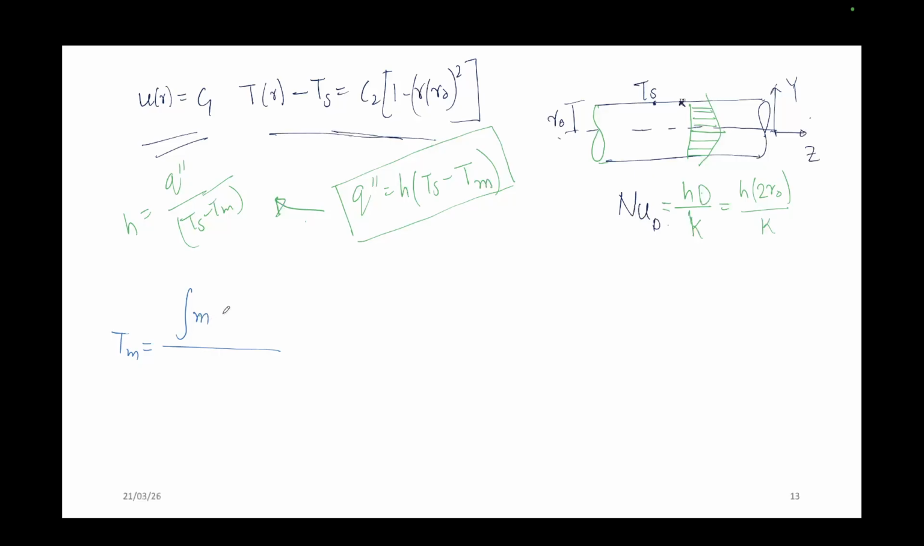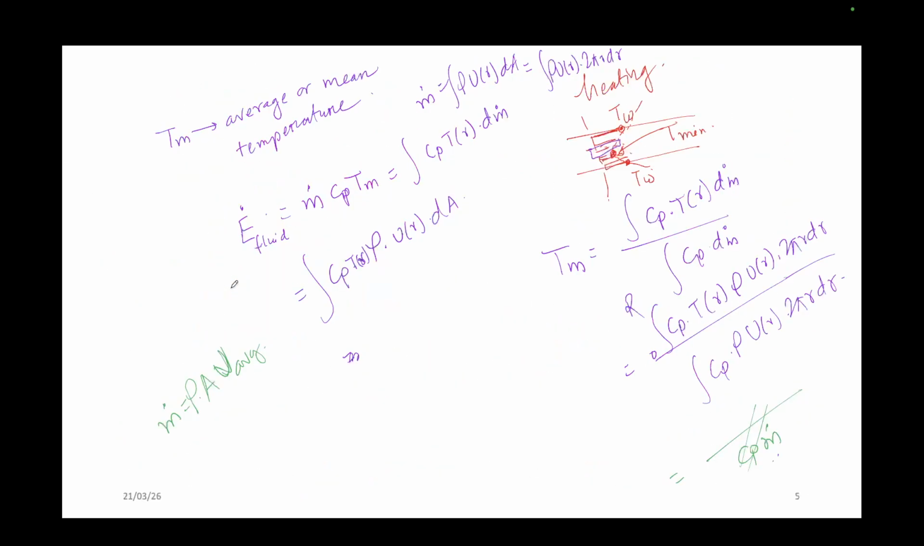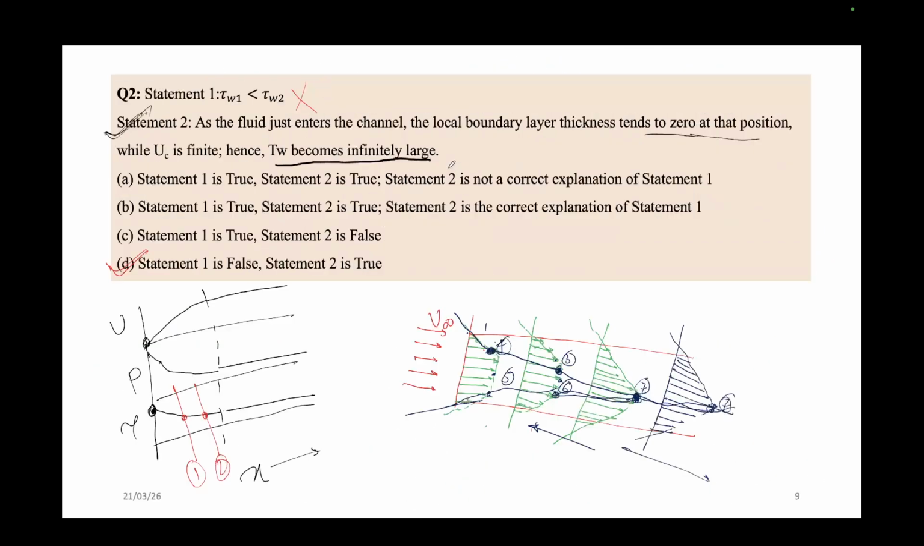You remember this thing? Okay, I'm showing this thing again. See this Tm, CPTR into Dm, right? What is Dm? Dm is rho U into this one. Okay, this is energy. See, the temperature is directly linked with energy. So I am just drawing this thing again for you.